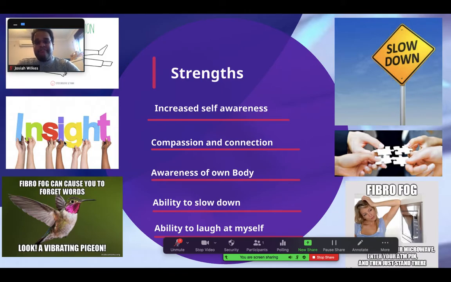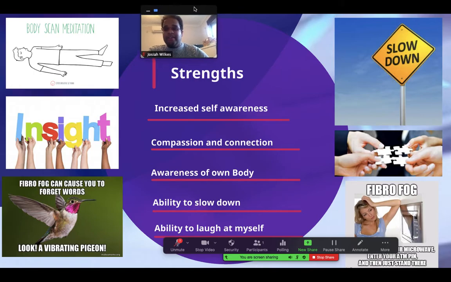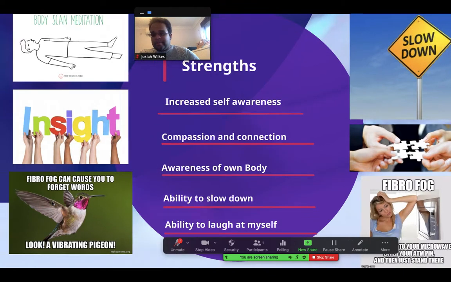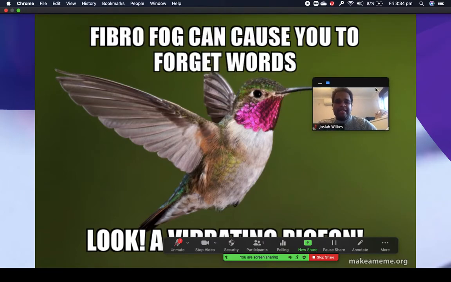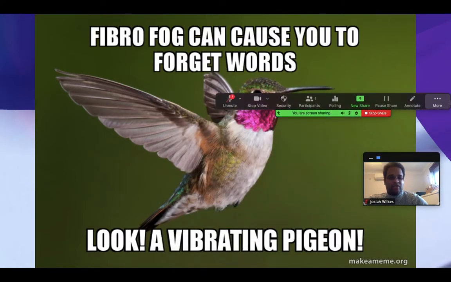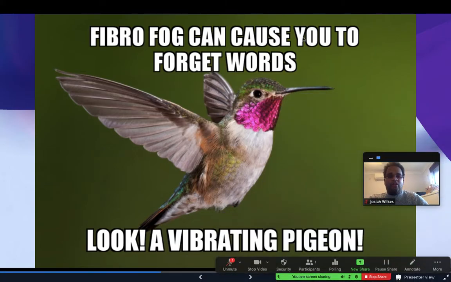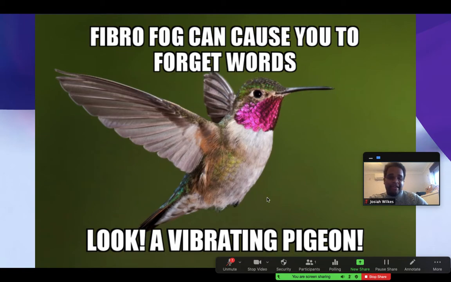I think one of my favourite things about fibromyalgia is humour, ability to laugh at myself. Because when you get brain fog, you just do some of the most ridiculous things. Or you just do things in a way that's really alternative. So I like this meme because this really describes how I feel sometimes. Fibrofog can cause you to forget words. Look, a vibrating pigeon. And for me, that's what it's like sometimes.